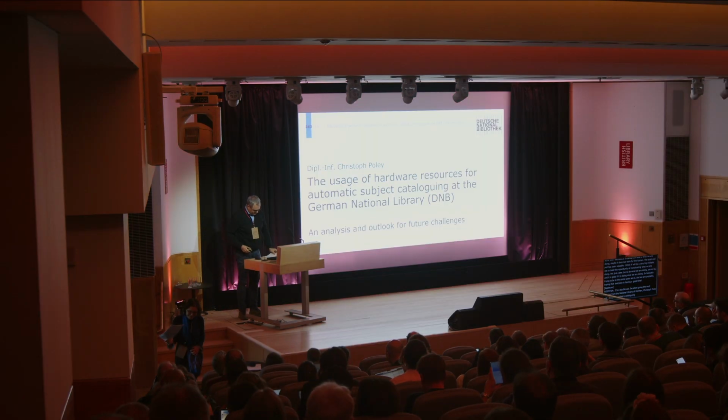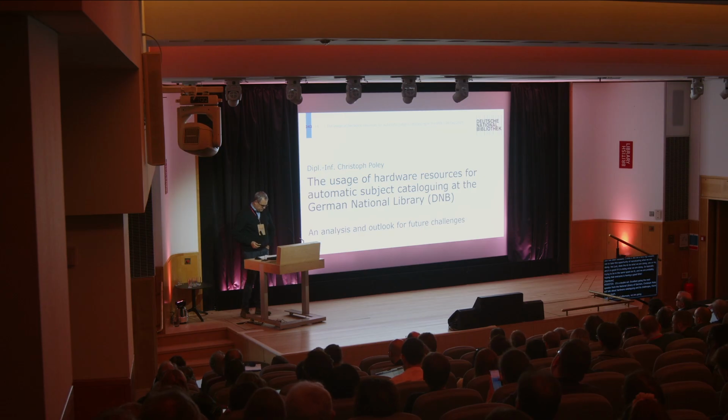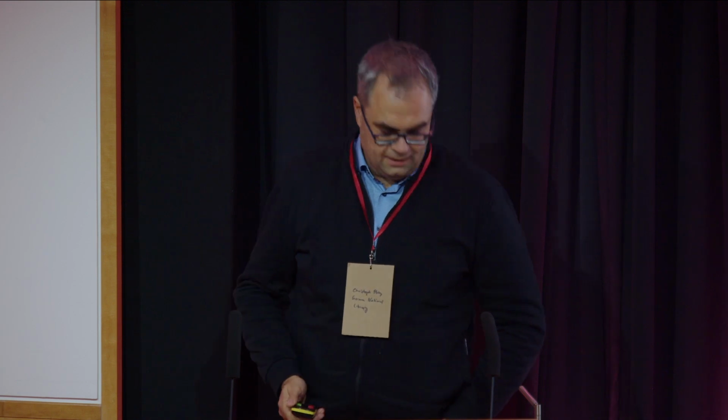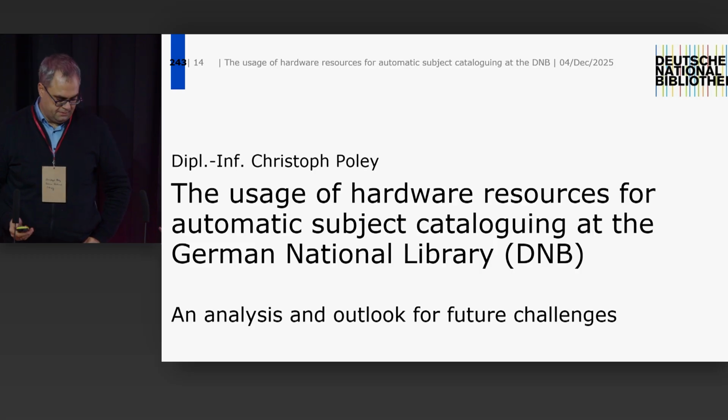Good afternoon. We're going to the server infrastructure. And I want to start with big tech companies like Alphabet and Meta. They have enormous resources in data centers all over the world, and a data center can quickly cost several hundred million euro. Fact. And we libraries mostly have few resources, also fact. This is why I want to speak about the usage of hardware resources for automatic subject cataloging in our library.